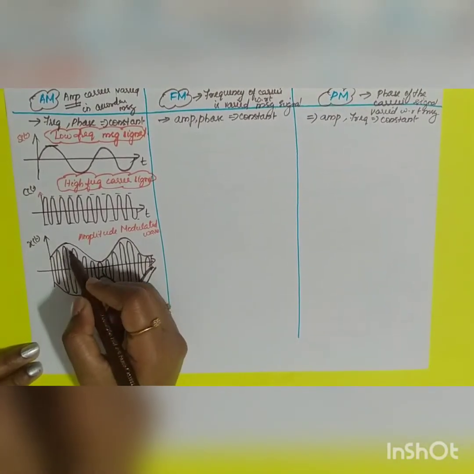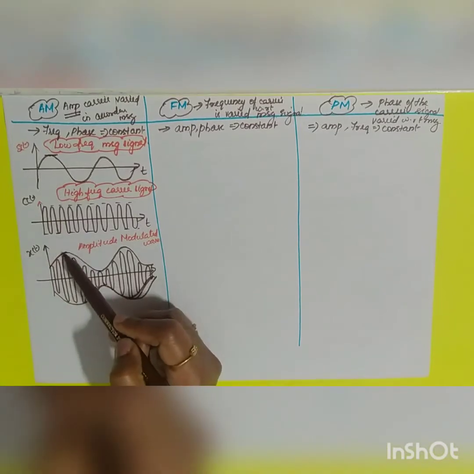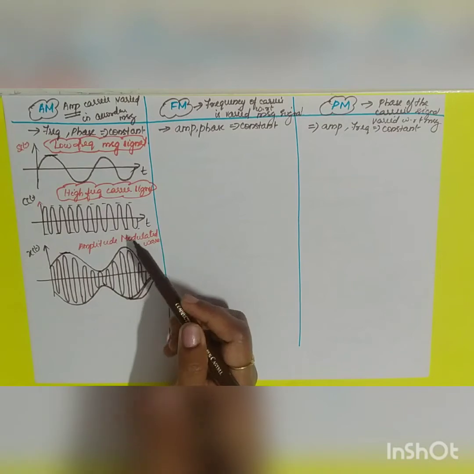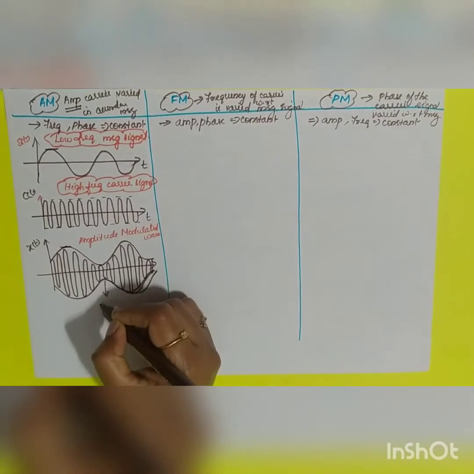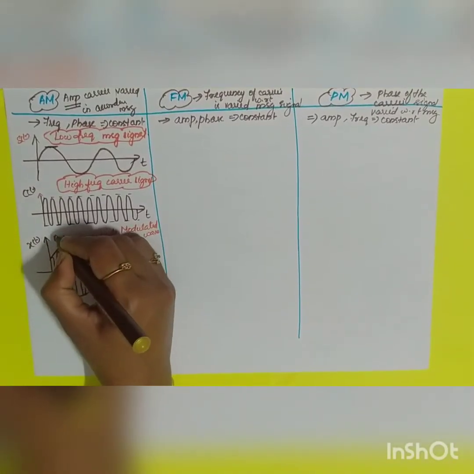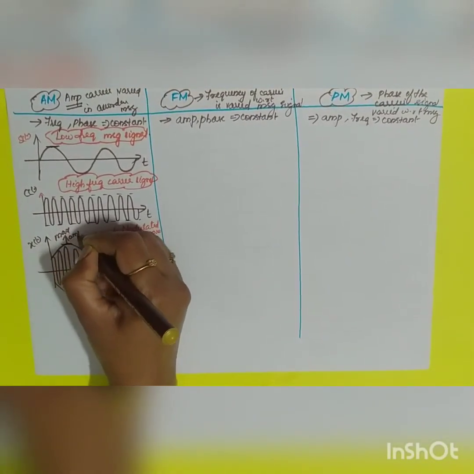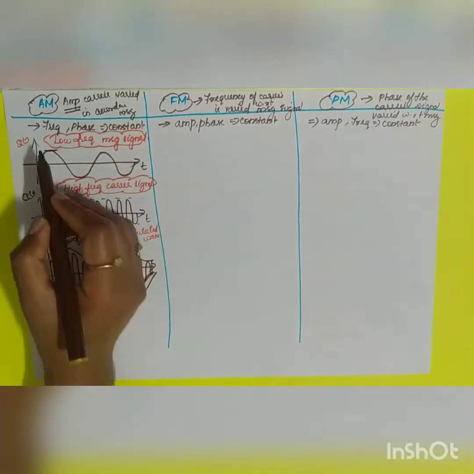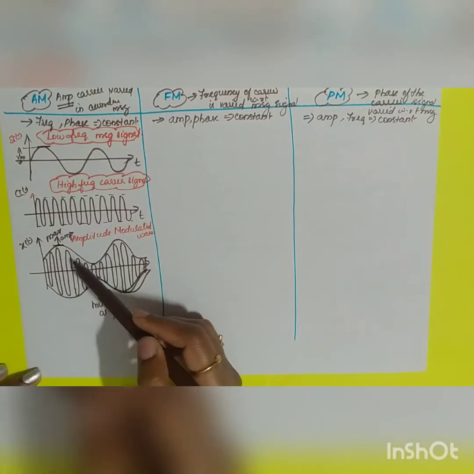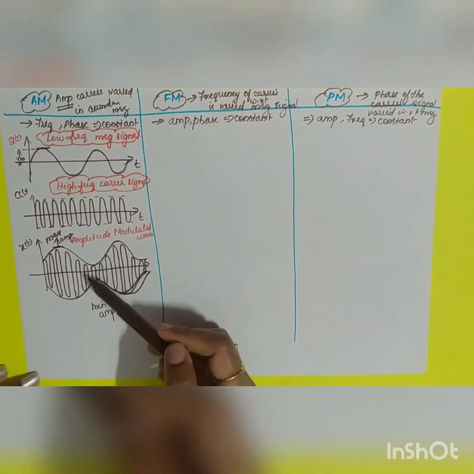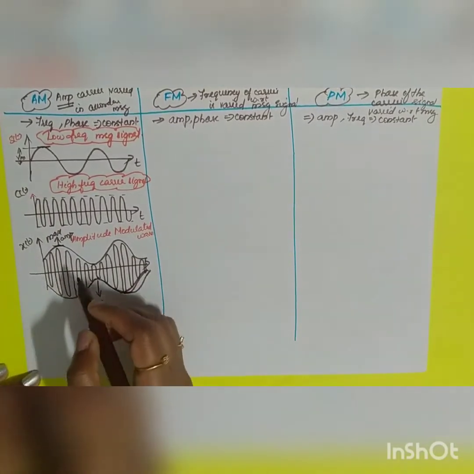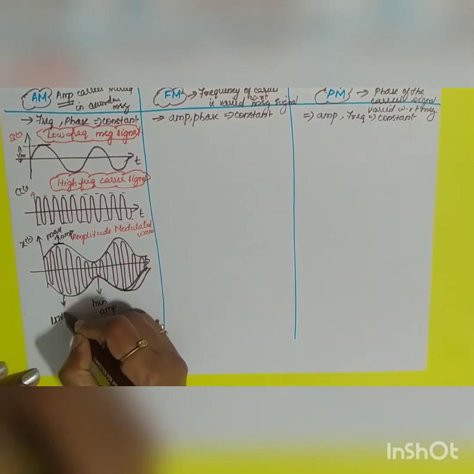Whenever your message signal is high, you will have maximum amplitude. Whenever your message signal is less, you will get your minimum amplitude. So this will be your minimum amplitude and this will be your maximum amplitude. Since the amplitude of the carrier signal in the modulated wave exactly replicates the modulating signal, this is also called by another name. It is called the envelope.